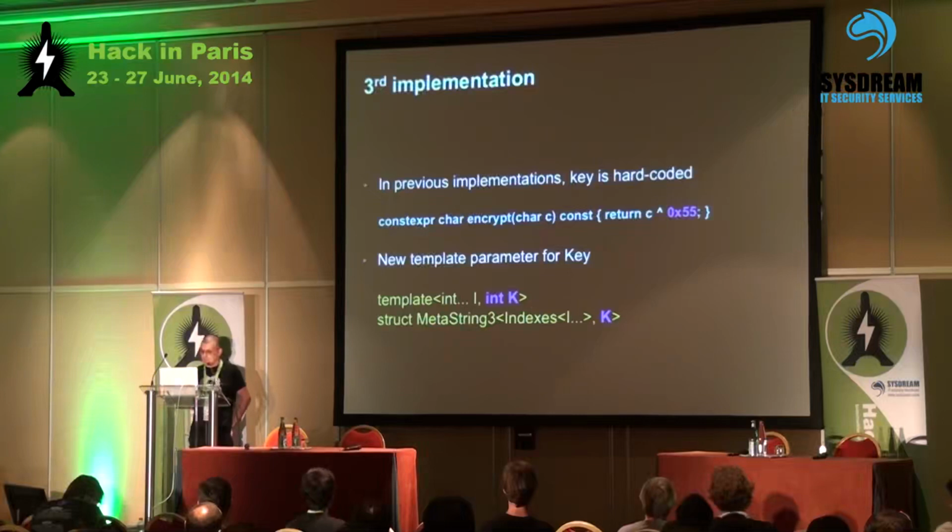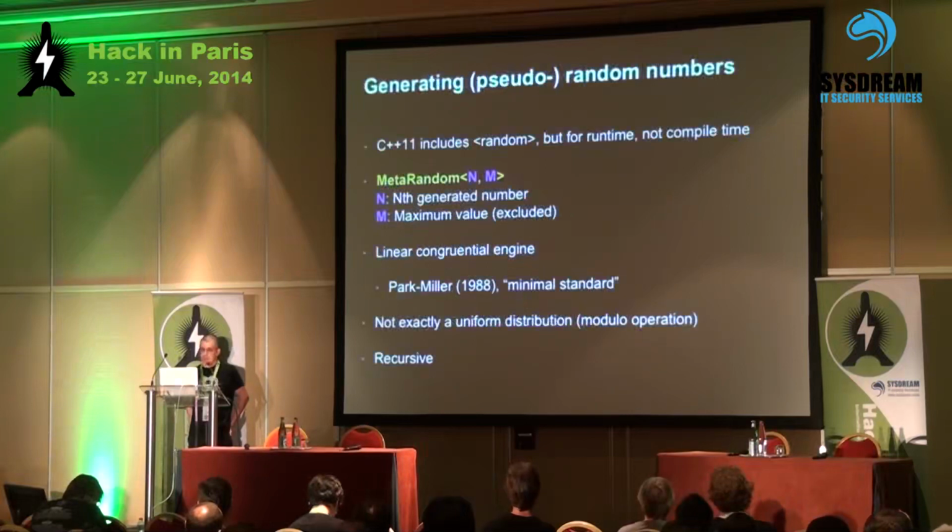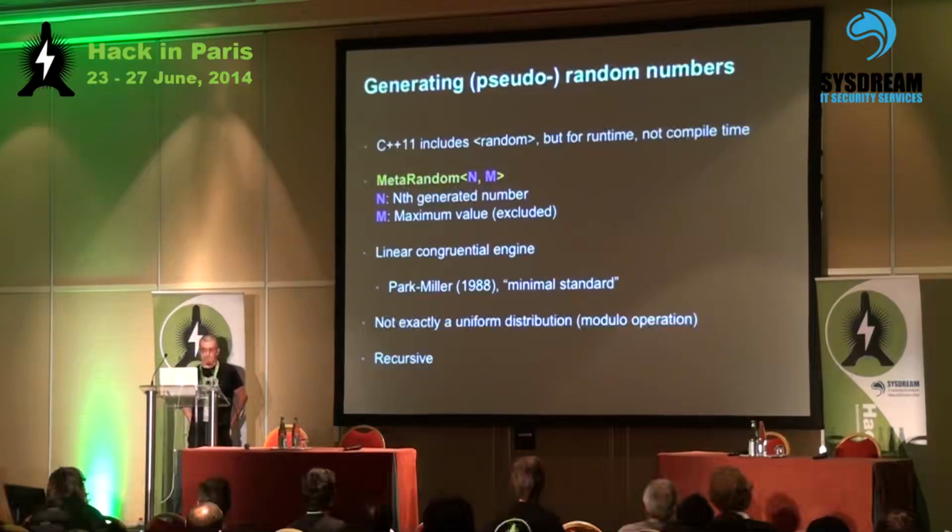And I have a metastring 3. And I need to generate at compile time pseudo-random numbers, or random numbers, to simplify. So I've created another template, which is called meta-random. I will not go into the details of that. It's not very complicated to implement.